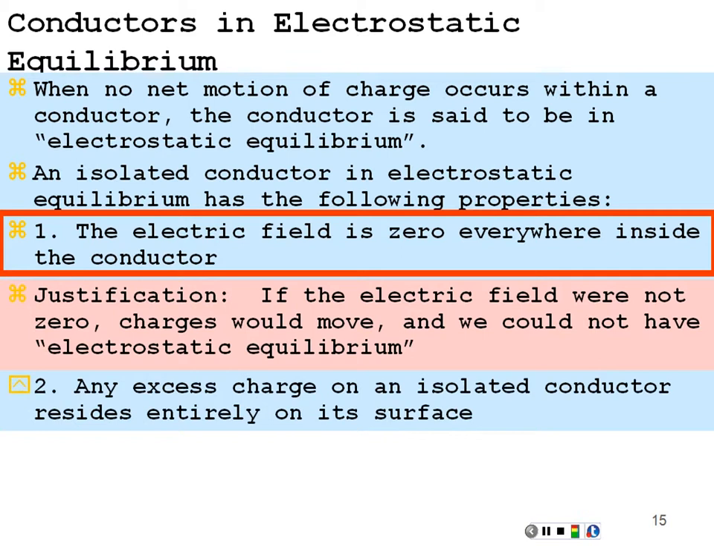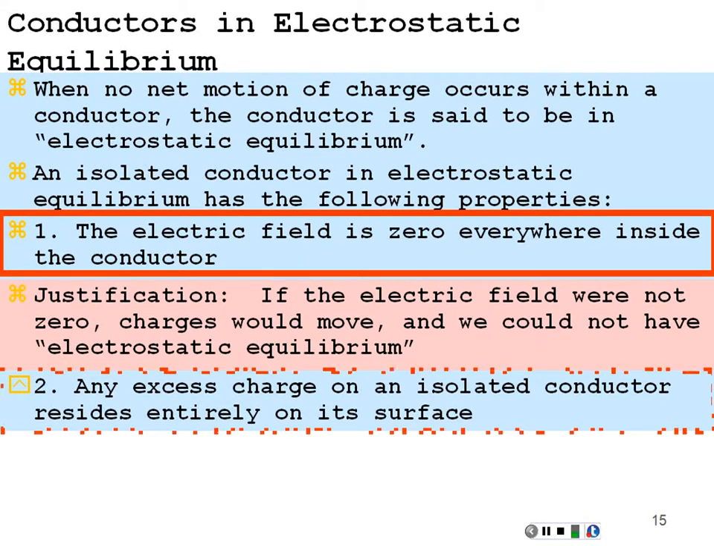Any excess charge on an isolated conductor will reside entirely on the surface. If I had excess charge, either positive or negative, it's going to move away from the like charge and try to get as far away from like charge as it possibly can. So if I had a conductor, that charge is going to reside on its surface, pushing all the charge as far away from the like charge as possible.